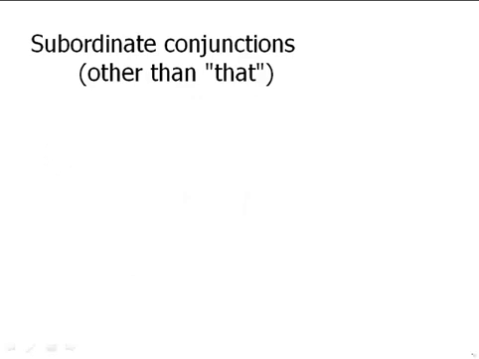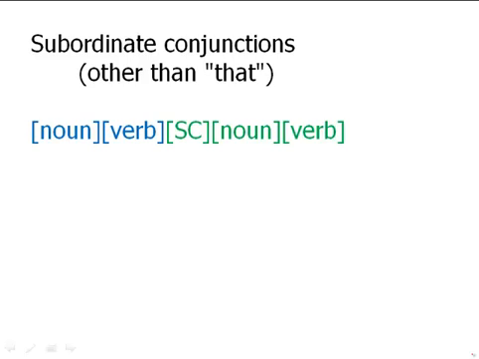So the general structure for a subordinate clause, if we have a subordinate conjunction other than the word "that," which is exceptional. We'll talk about that in later videos. But for all other subordinate conjunctions, the general formula is this. We will have a noun and a verb. That's our main clause. Then we'll have the subordinate conjunction introducing the subordinate clause, and then a full noun and verb following. So it actually is true that you could take the subordinate clause, remove the subordinate conjunction, and what's inside it would stand as a full sentence by itself. It would be a full noun plus verb structure.